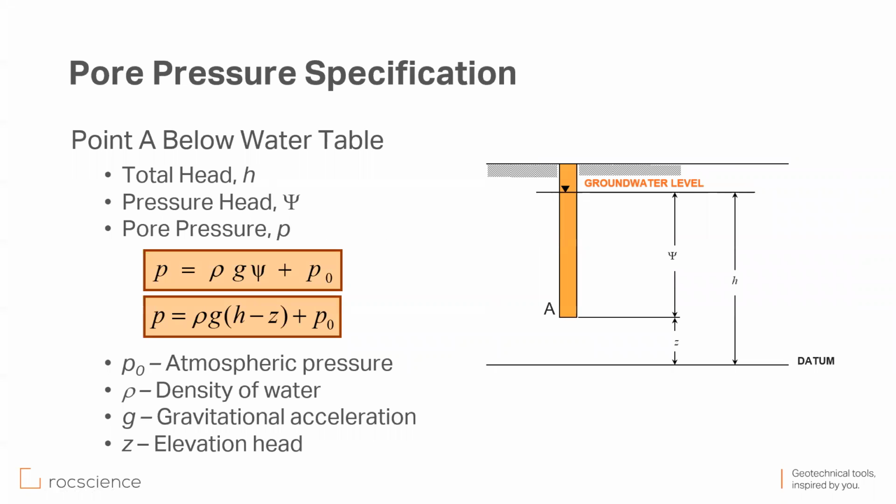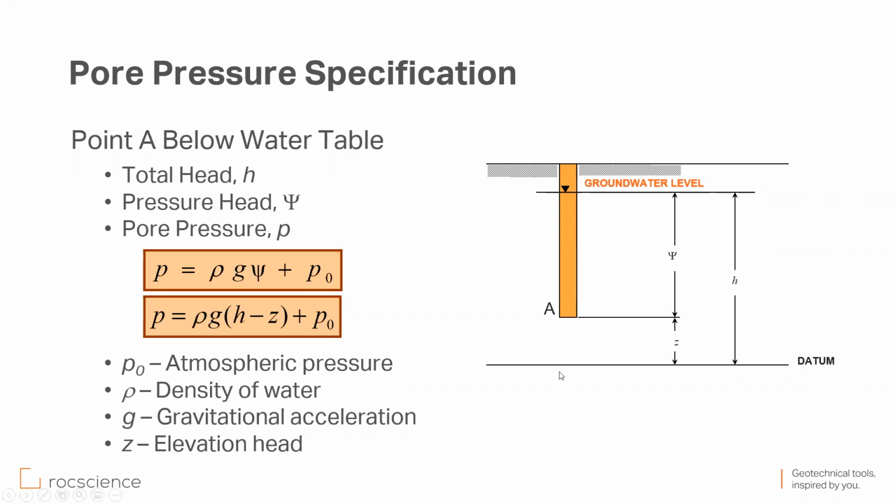There are some basic concepts. What is pore water pressure calculation? How do we calculate pore water pressure when we only have a water table? We define the total head as the top of the water table to the datum. This is the total. Elevation head, this is the point A below, at the last point of your water.